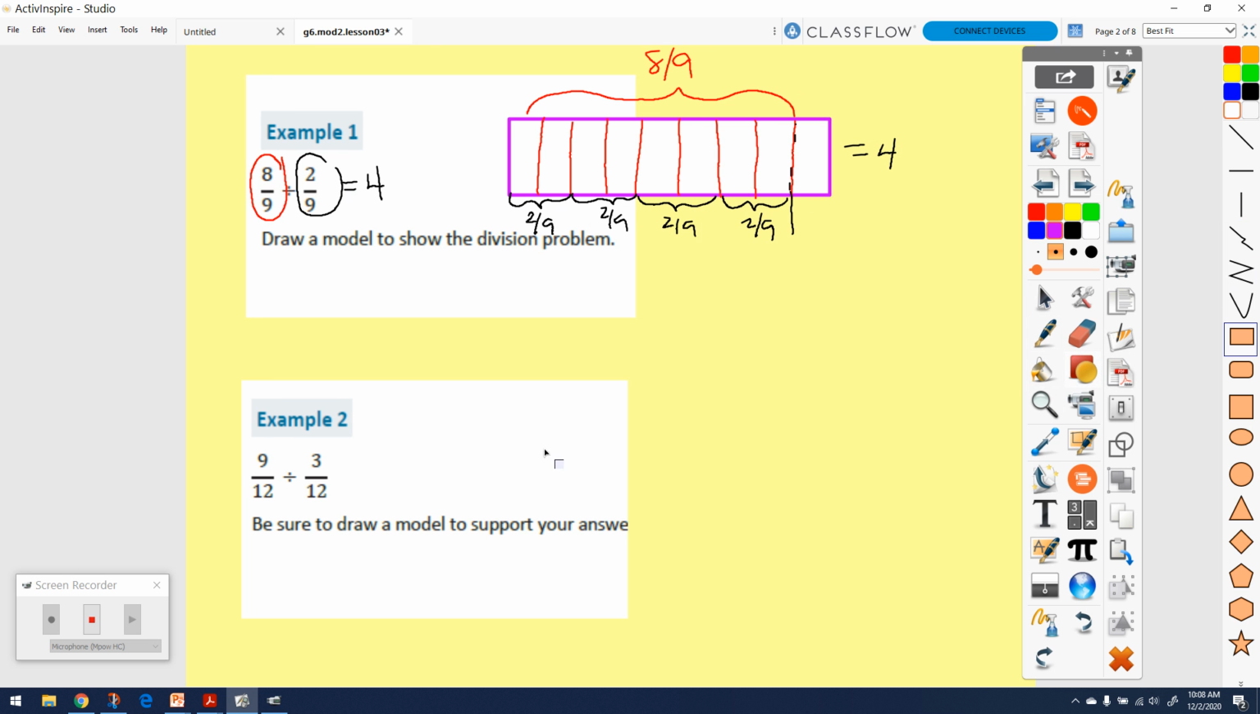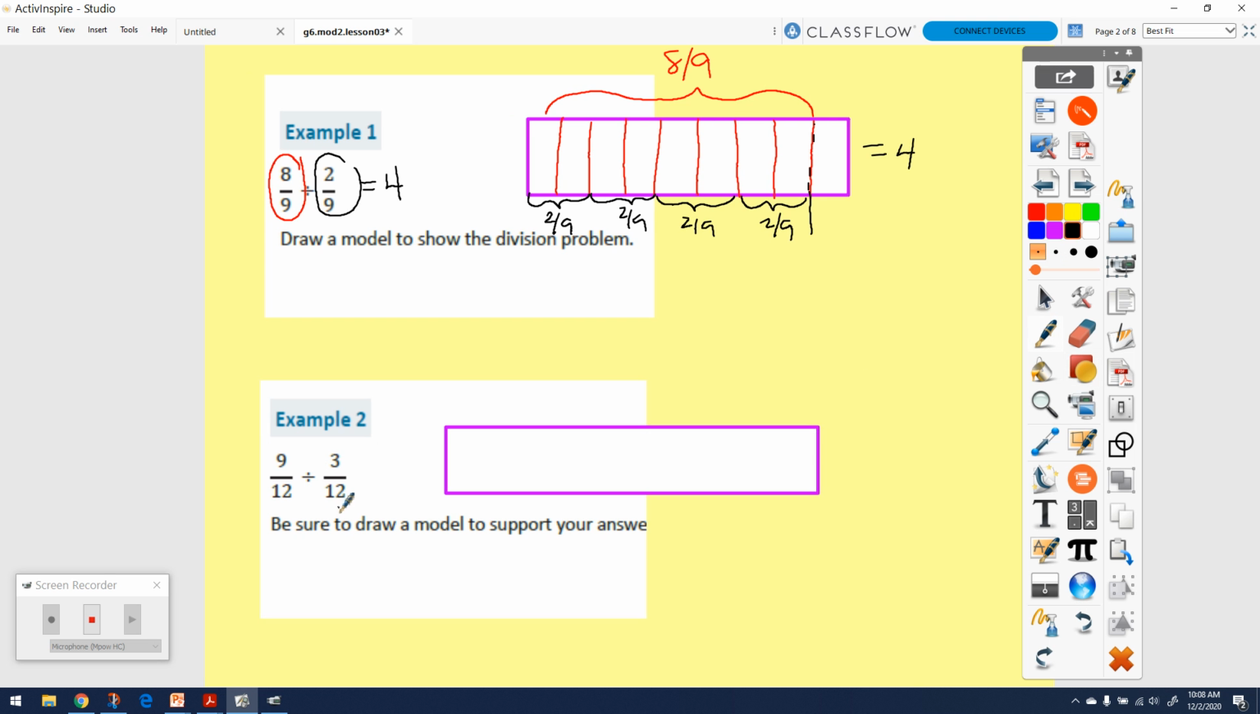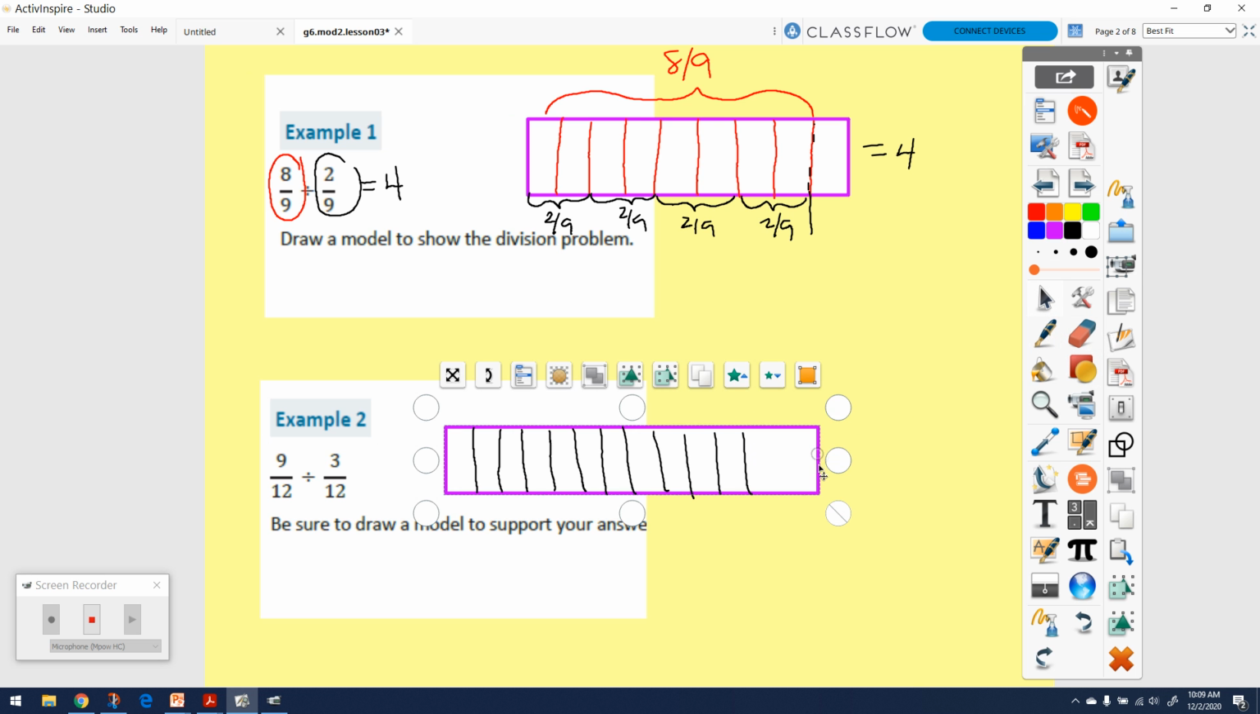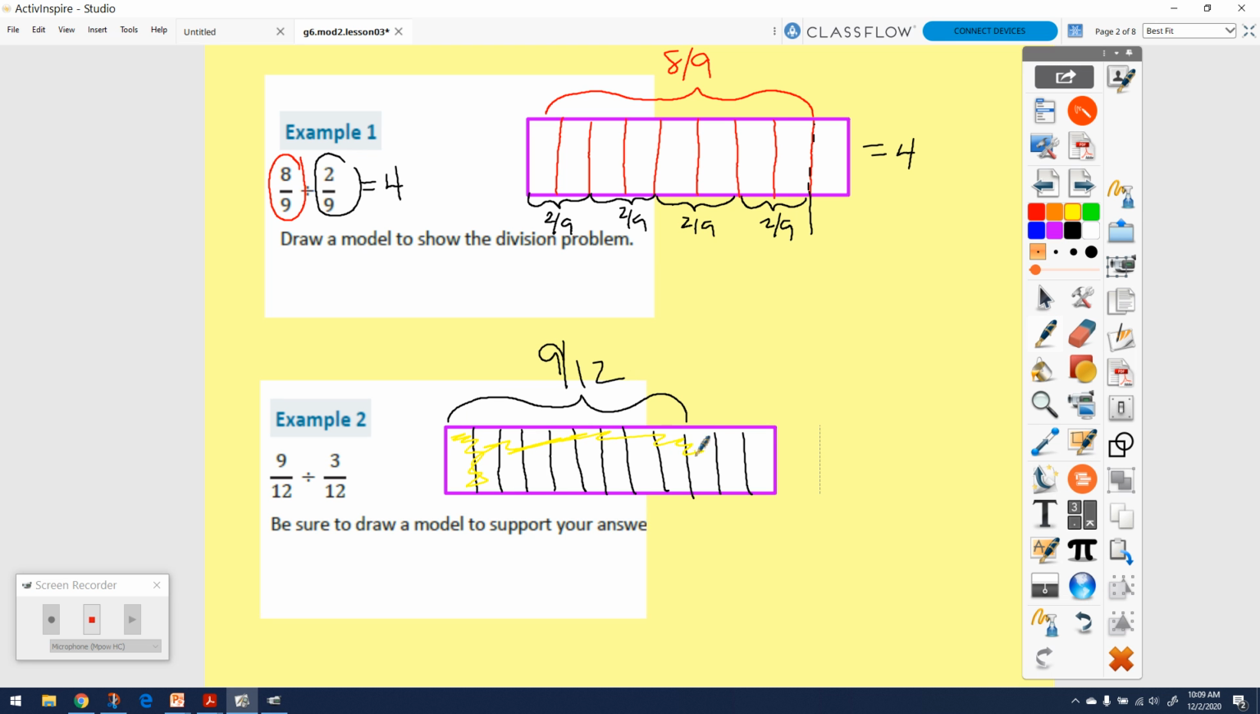Let's again draw our model. And in this case, our denominator is 12, so we need to cut 11 times. All right. And we have 9 of them, 9 out of 12. And I'm going to go ahead and shade these so we can tell how far we get to go.